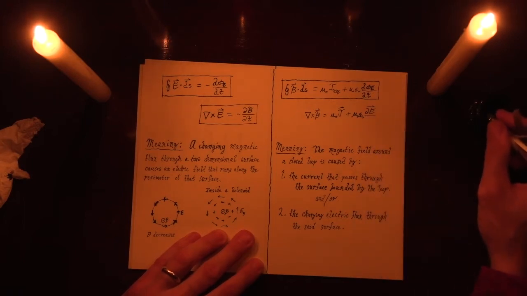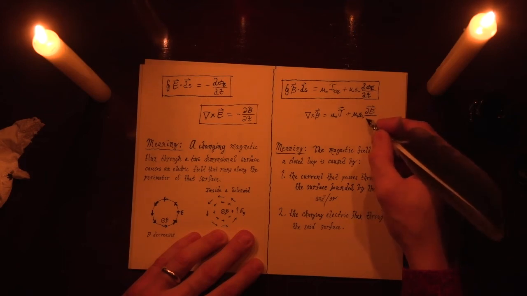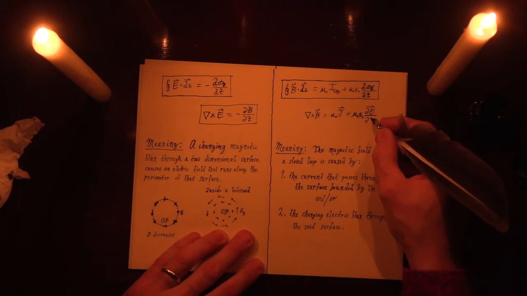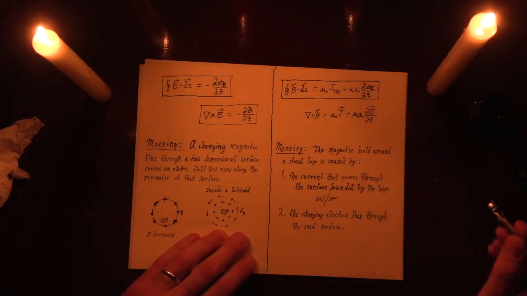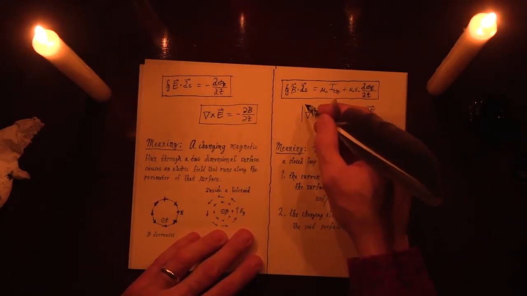Oh, I meant to just write the vector sign over the E. Messed up again. By the way, these are what are called partial derivatives. They're just derivatives. Think of them as derivatives for now. So there is, I guess I boxed that one in. Let me box this one in.